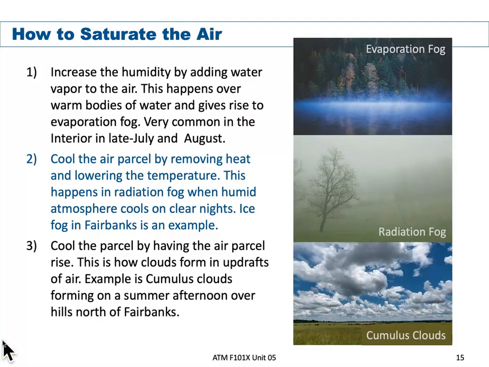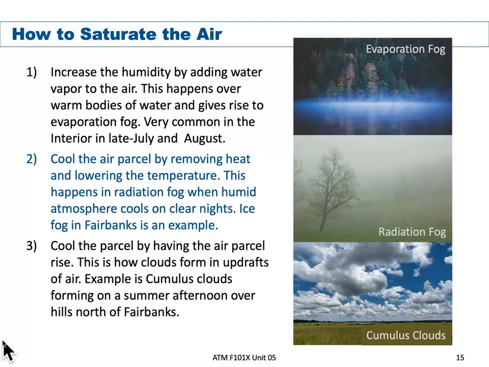We can saturate air in three ways. First, we can increase the humidity by adding water vapor. This is what happens when we create evaporation fog. This process occurs over lakes and ponds in early morning, where the air cools during the night, but the water remains warmer. Humid air rises into the cold air. This is common in late July and early August in interior Alaska, where we see fog over ponds and lakes in the early morning.